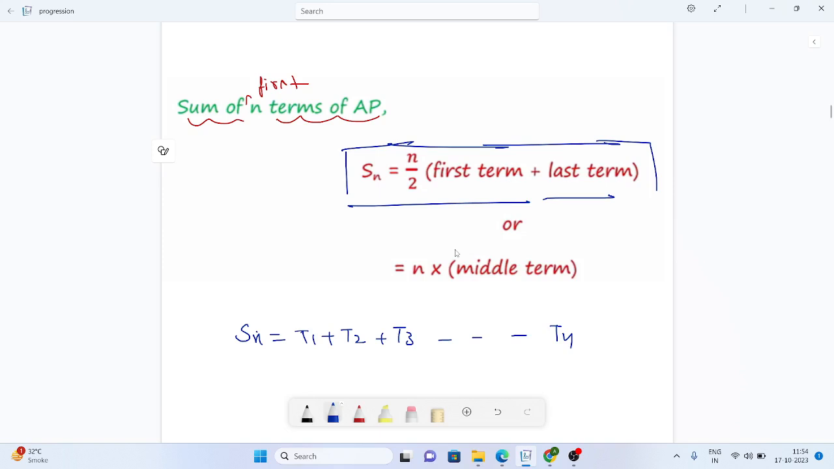n by 2 into first term plus last term, or n into middle term, because first term plus last term is twice the middle term. So this is the formula for sum of AP. Here first term let's say T1 and last term is Tn. So this is the formula for sum of the AP. Let's do one question. First you note down this, then we move forward for the question.